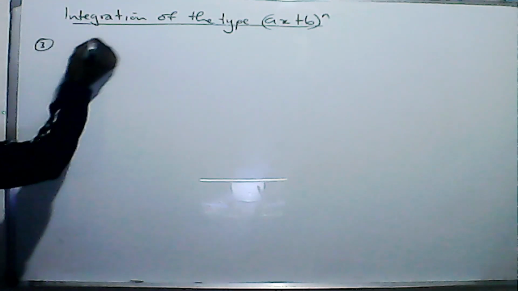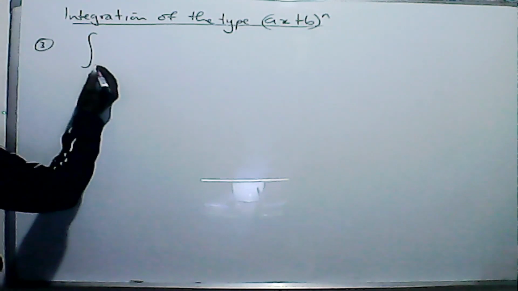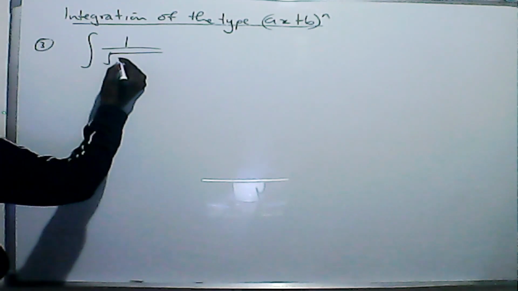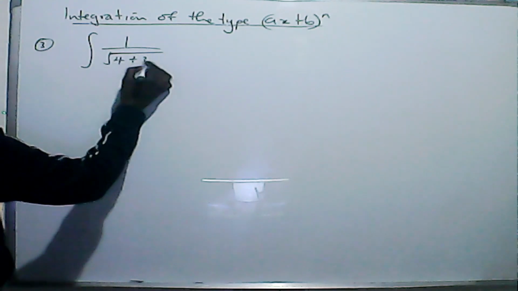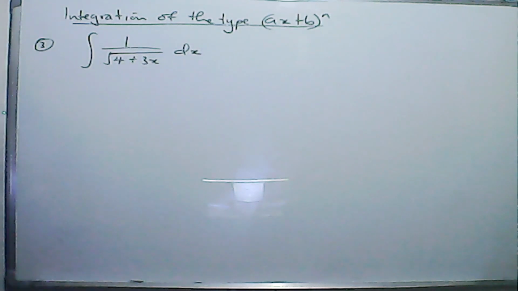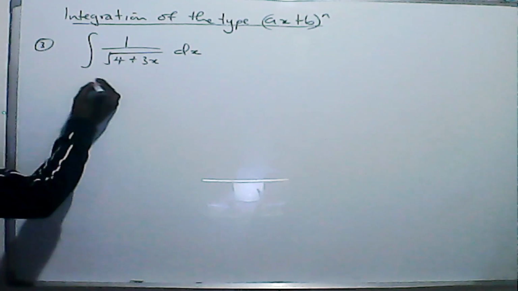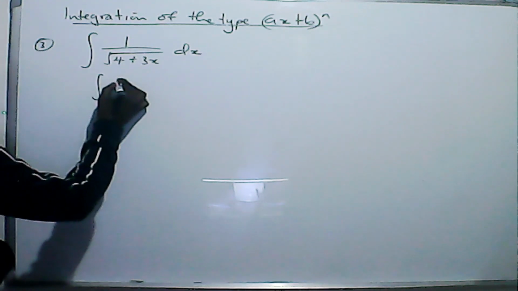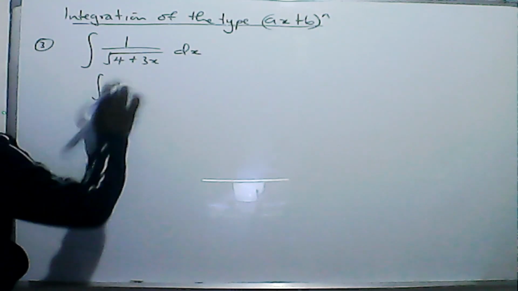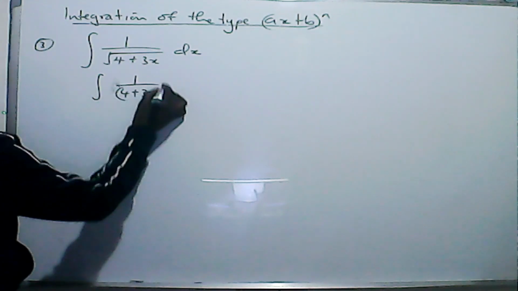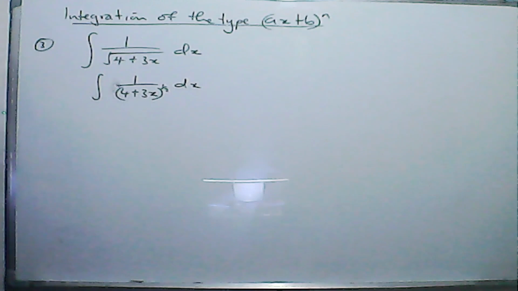On this concept, example number 3: the integral of 1 over the square root of 4 plus 3x, dx. When we are integrating a function of this type, firstly you have to rewrite this function as 1 over (4 plus 3x) to the power half. We have to remove the square root first.